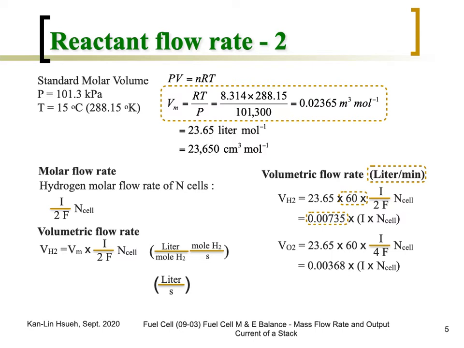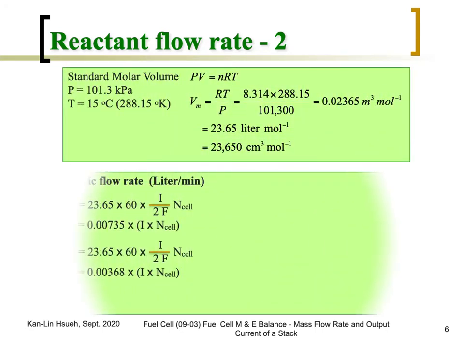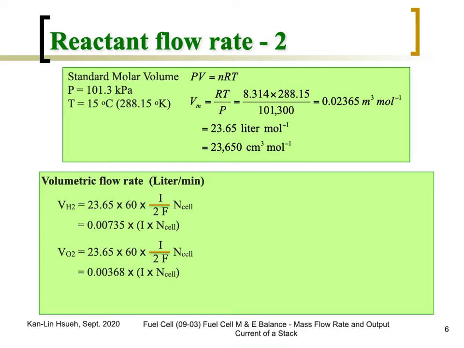So from this equation, at this 15 Celsius degree, 1 atmosphere, as long as you know the output current and the number of single cells in a stack, you're able to calculate volumetric flow rate of hydrogen by simply the current times the N cell times this number. Then you can know the volumetric flow rate of hydrogen. And the oxygen, you can do the same thing with this prefix number. So from the ideal gas law, with this prefix number, this simplified equation, as long as you know the current and the number of cells, you're able to calculate the flow rate of a stack.